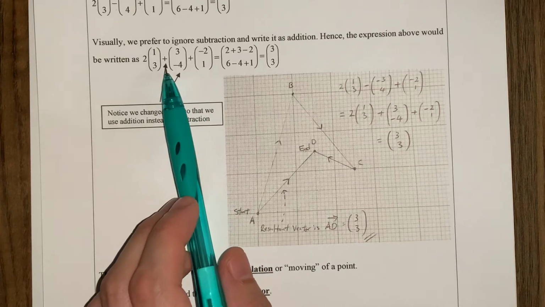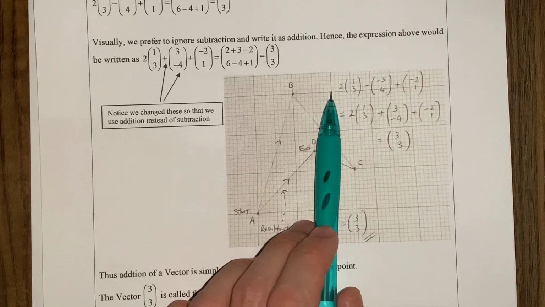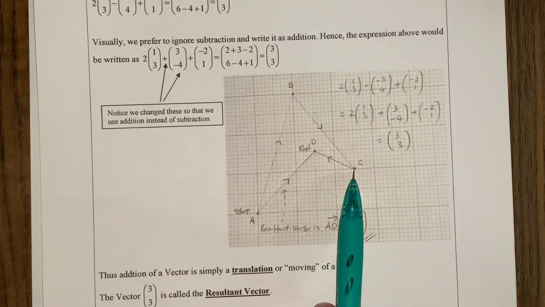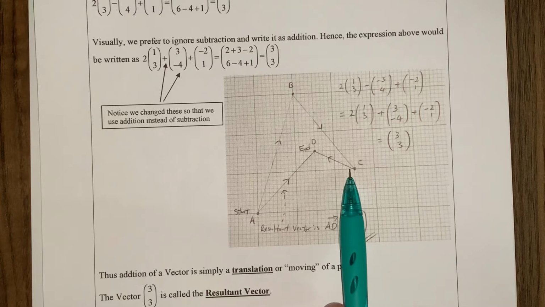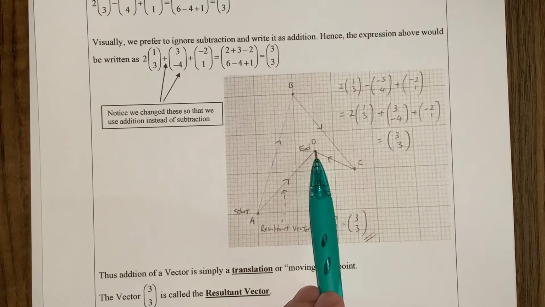And then you add another (3, -4). So 3 means 1, 2, 3 to the right. Then minus 4, I go down, right? So it's 1, 2, 3, 4. You end up at C. Then after that, you carry on, you add another (-2, 1). So (-2, 1) is left 2, up 1. You end up at D. So D is the final destination.